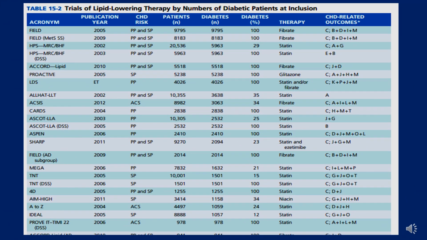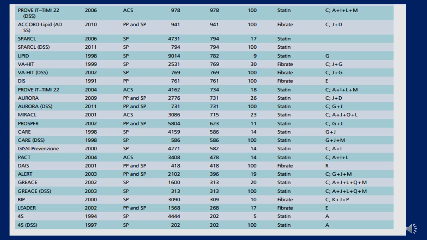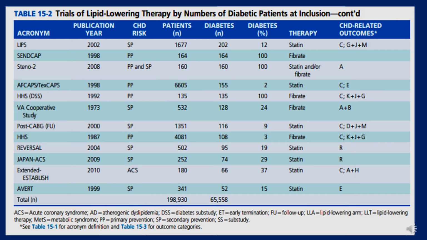Pause the video and carefully scrutinize Table 15.2 summarizing trials of lipid-lowering therapy by numbers of diabetic patients at inclusion before advancing to the next slide.